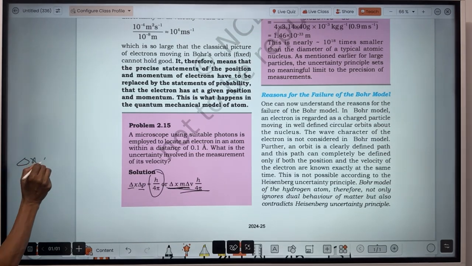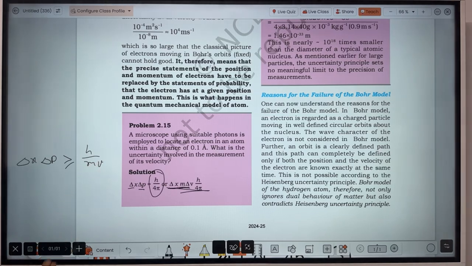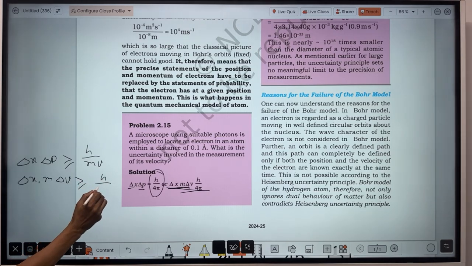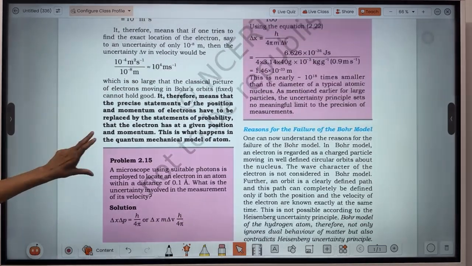That is, delta x delta p, the inaccuracy in position and the inaccuracy in momentum, will always be greater than or equal to h upon 4 pi. So delta x into m delta v will be greater than or equal to h upon 4 pi. So how much will the inaccuracy in momentum be? About that we can find out.